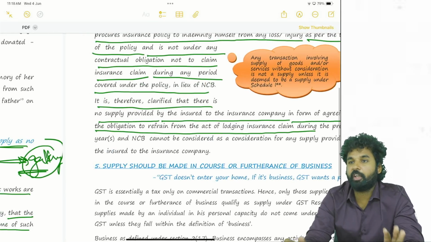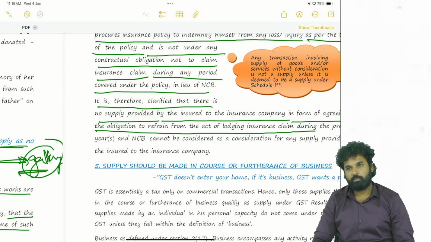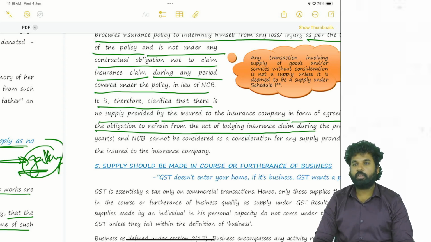Okay, so these are the three clarifications. First one, donation to a charitable institution. Is it a consideration? It is not a consideration until and unless there is a quid pro quo. If there is a quid pro quo and they are asking to display their name and promote their business, then it will be a consideration, then it will be a supply. Supply by whom?